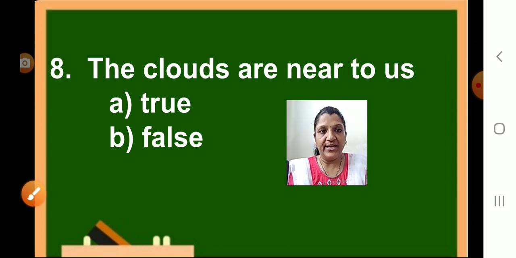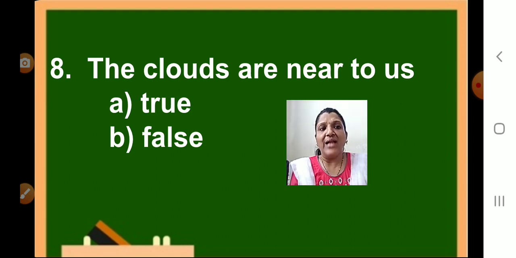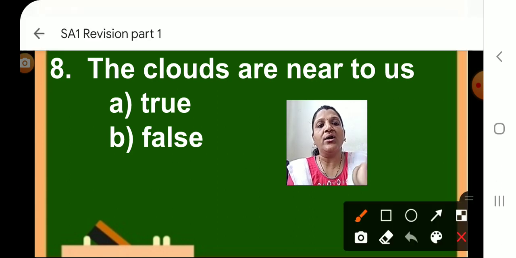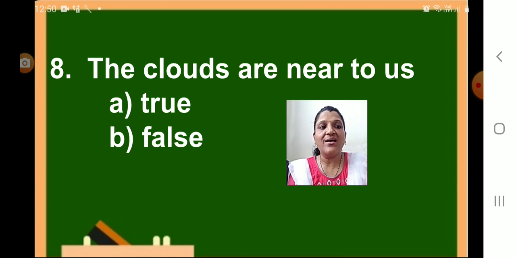Question number 8. The clouds are near to us. Where are the clouds? Do we find it near to us? No. Can we touch them? No. Because they are not near to us. They are far from us in the sky. Right, children? So the clouds are near to us is not a correct statement. So here also we will select the option B, false. Yes. Now let's move to the next question.